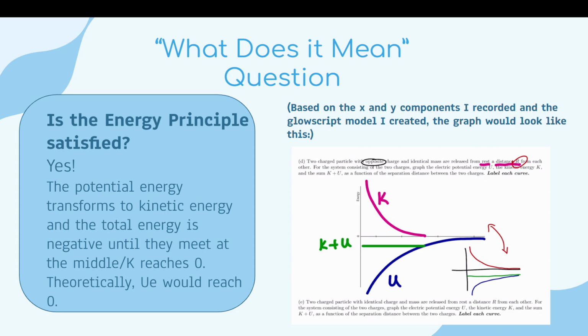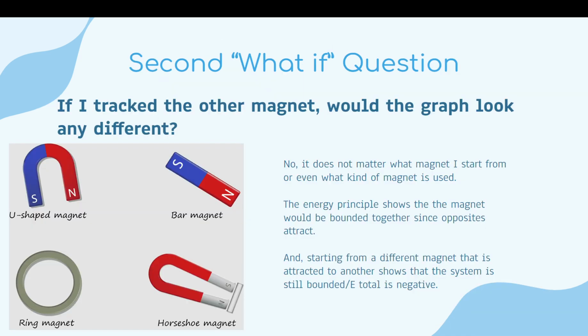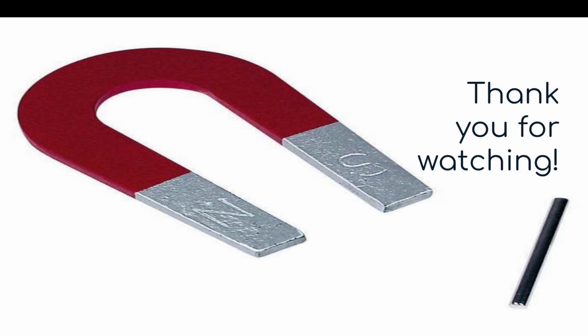Also, so what does it mean? Is the energy principle satisfied? Yes, the potential energy transforms to kinetic energy and the total energy is negative until they meet at the middle where K reaches 0. If I tracked the other magnet, would the graph look any different? No, it would not look any different because opposites attract and would still be bounded.